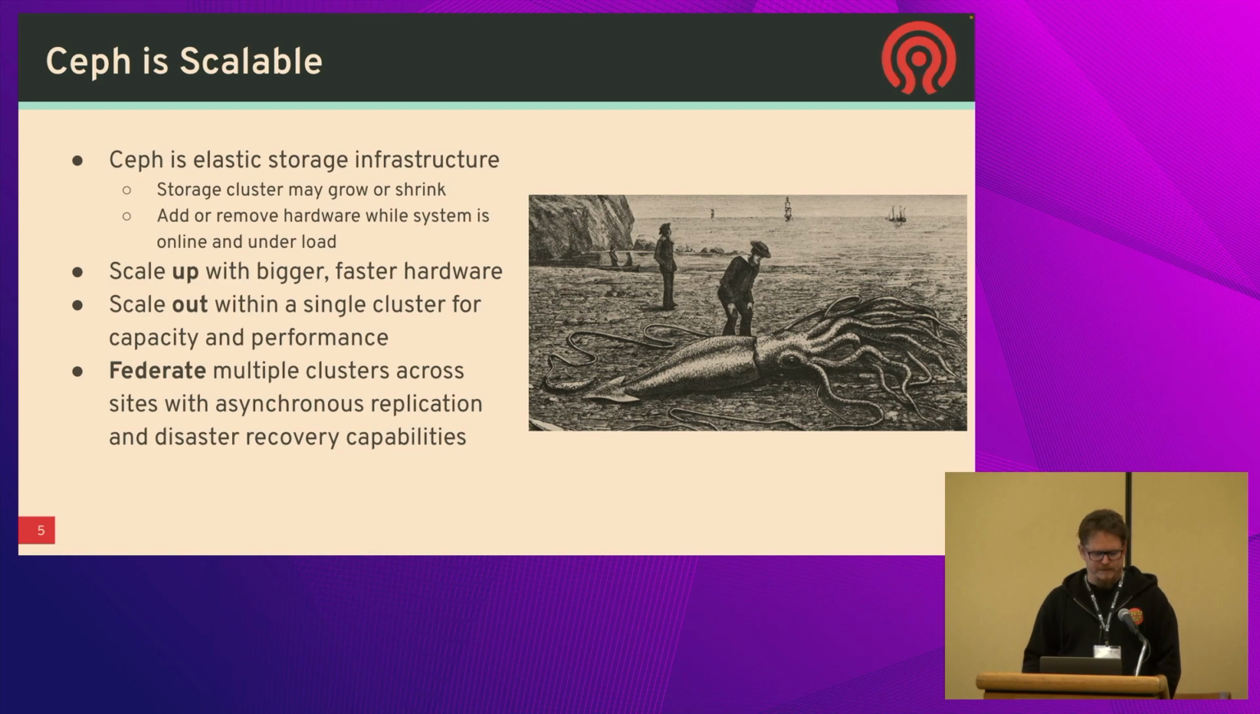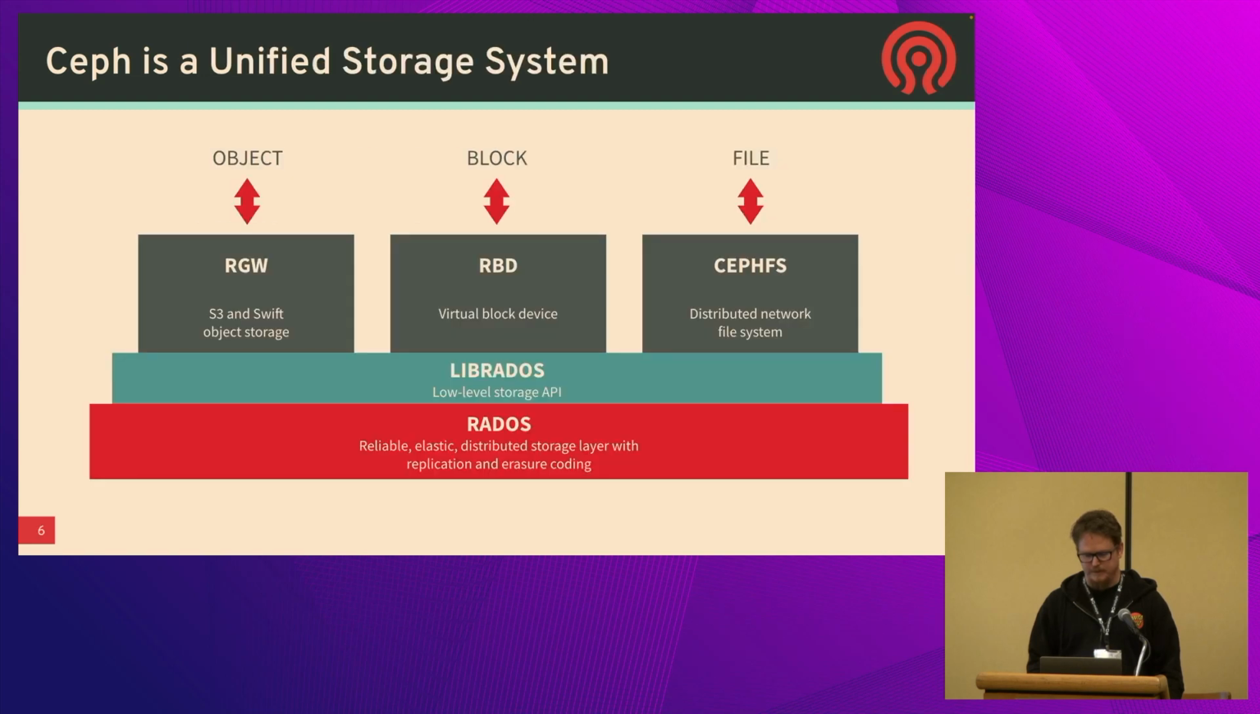Part of the core of Ceph's DNA is making it scalable. It's the object approach, using algorithmic placement, and this idea that you can scale up with faster hardware, you can scale out a cluster by adding more, and we have some federation capabilities for when you have multiple clusters, so you can do a cellular design or multi-site design.